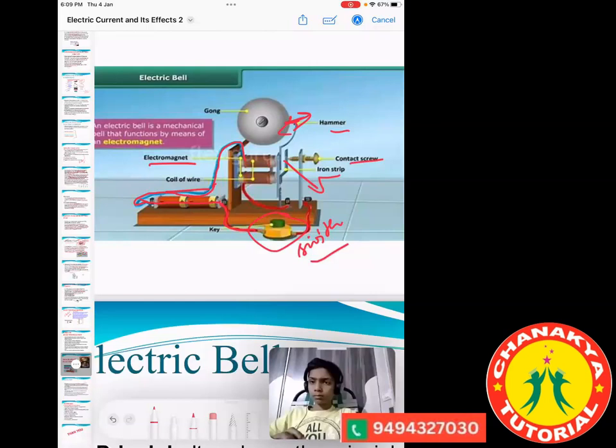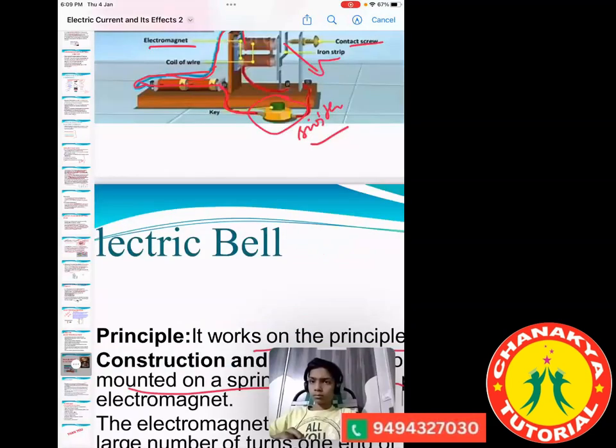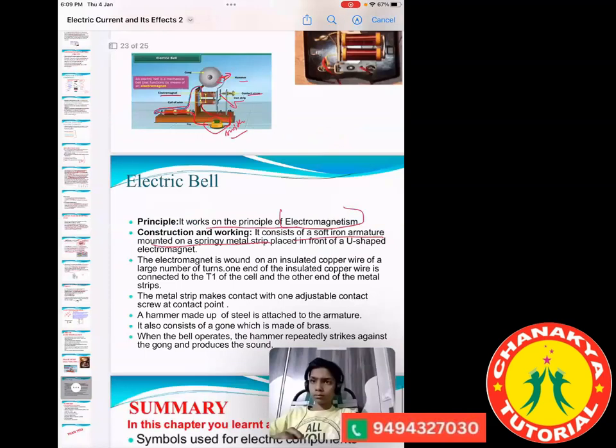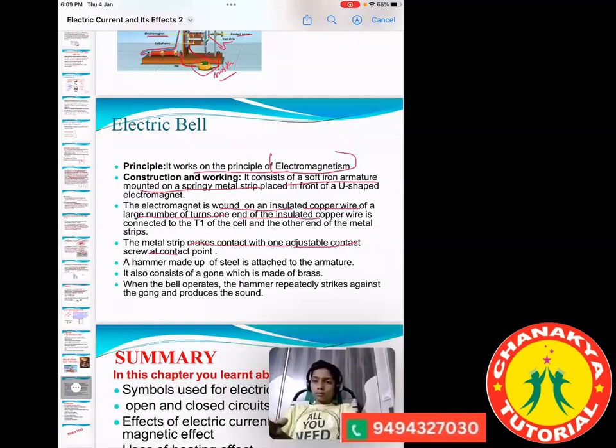Whatever the process was happening, it starts coming back to the normal process, normal step. So the electromagnet is wound on an insulated copper wire of a large number of turns. One end of the insulated copper wire is connected to T1 of the cell and the other end to the metal strip. The metal strip makes contact with one adjustable contact screw at the contact point.